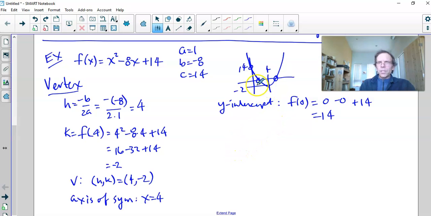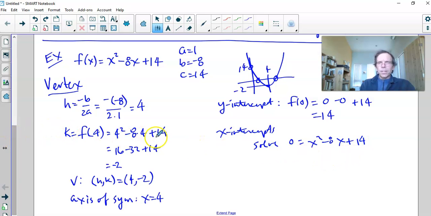So we can see that we're going to get some x-intercepts, and they're the last things we really need to get here. So let's find them. The x-intercepts are going to be located where this function is 0. So we're going to have to solve this equation: 0 equals x squared minus 8x plus 14.